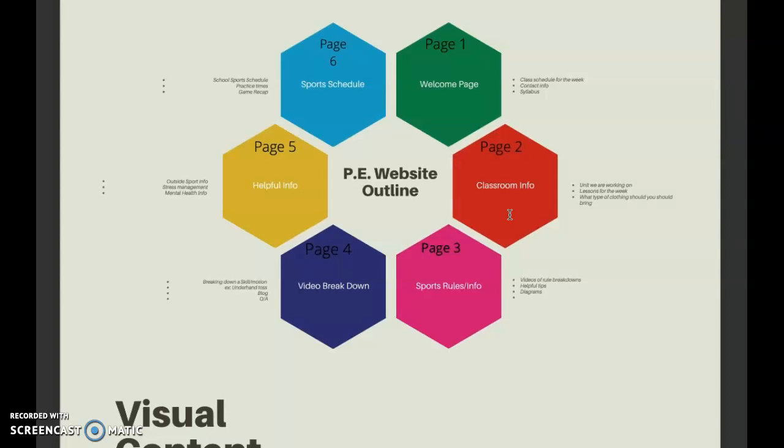Now, page three. Page three is sports rules and info. So this will be videos of rule breakdowns, so I can break down a sport such as, let's go with basketball. You get fouled. I break down if you're in the act of shooting, you would get 2 foul shots. If you made it, you have what is called an and one. You get 1 foul shot at the line. Just little things like that. Other helpful tips of what unit or maybe sport we're working on.